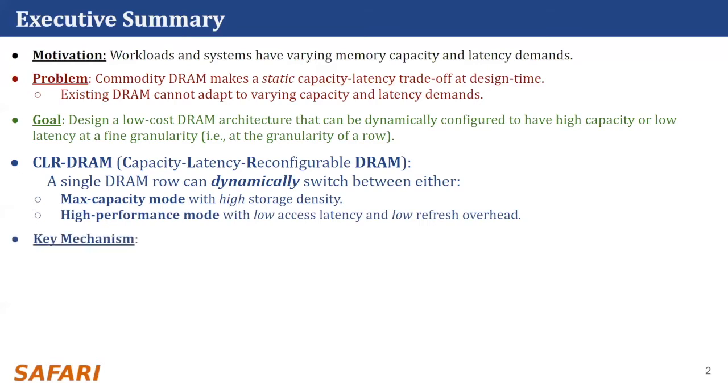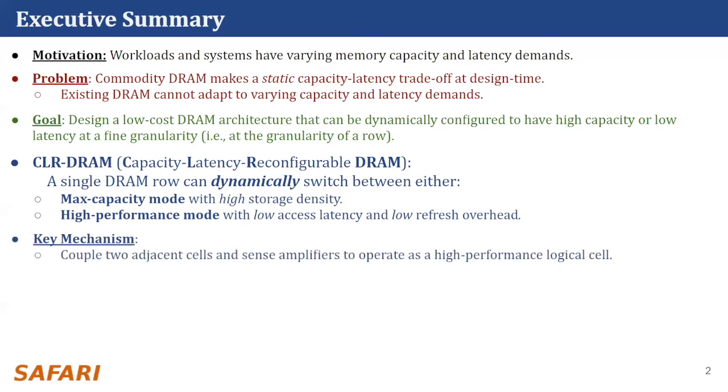The key mechanism of CLR-DRAM consists of two techniques. First, we can couple two adjacent DRAM cells in a row and their two sense amplifiers to operate as a high-performance logical cell. Second, we can dynamically turn on and off such coupling to switch between the two modes.